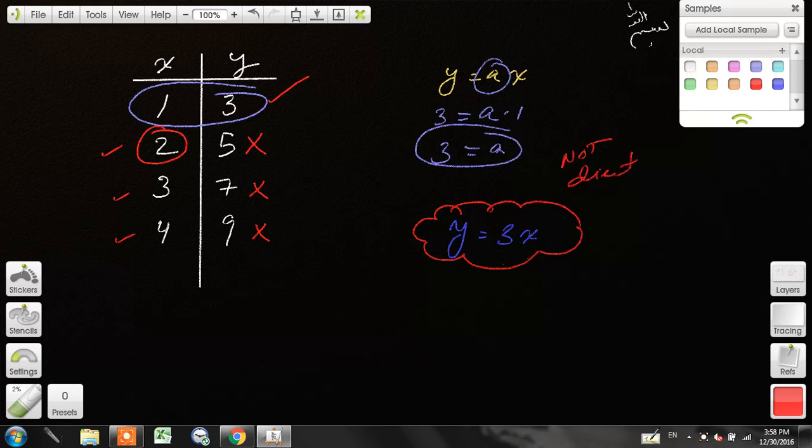You know what this is? It's a linear relation. It's like y equals mx plus b. Okay? So it's actually y equals 2x plus 1, I think.